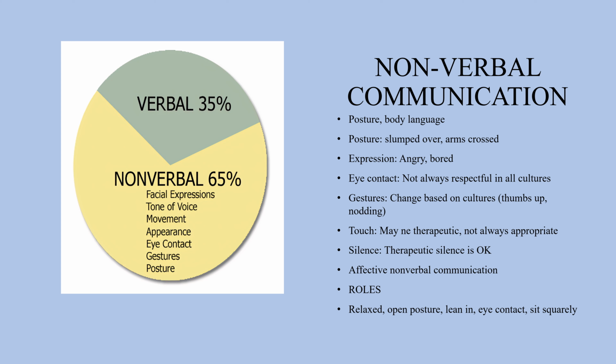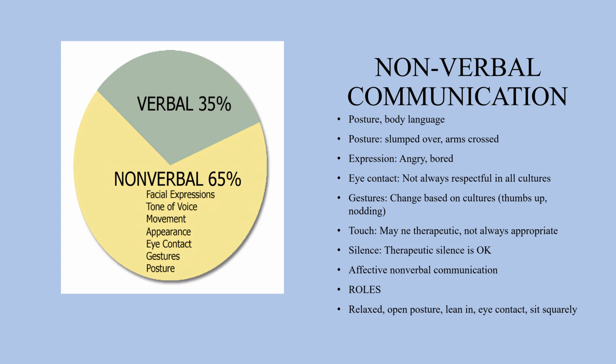Nonverbal communication. So nonverbal communication, as you can see on the left-hand side, makes up 65% of our communication. So when we're speaking to somebody, people are looking at our posture, our body language. If we're slumped over and our arms are crossed, they might not be willing to come up and talk to us because we don't look very approachable. They're going to be looking at our expression. Do we look angry? Do we look bored? Do we look happy? Are we smiling?